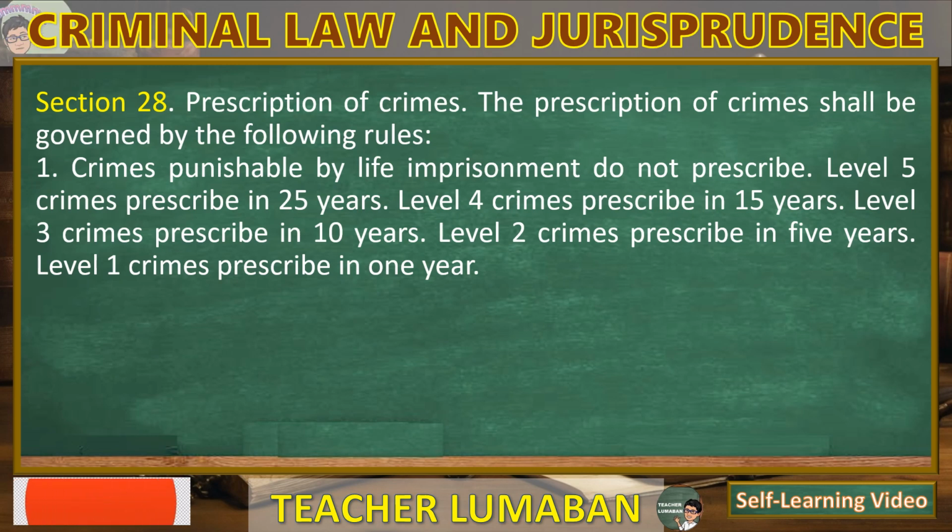Ang antas 5 ng mga krimen ay inireseta sa 25 taon. Ang antas 4 ng mga krimen ay inireseta sa 15 taon. Ang mga antas 3 na krimen ay inireseta sa 10 taon. Ang mga antas 2 na krimen ay inireseta sa loob ng 5 taon. Ang mga antas 1 na krimen ay inireseta sa 1 taon.